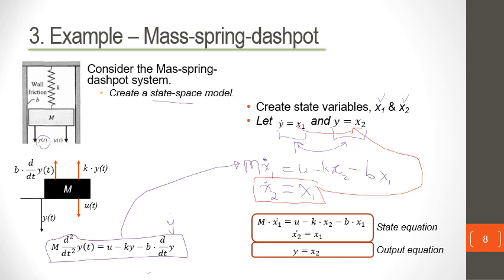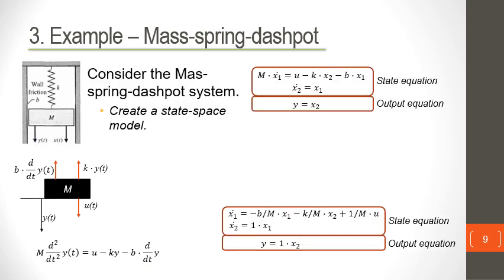So those two equations become our differential equations. And as for the output, remember our output is going to be y of t. So our output y is simply equal to x2. Also, this is by definition. So now we have established two state differential equations and one output equation.